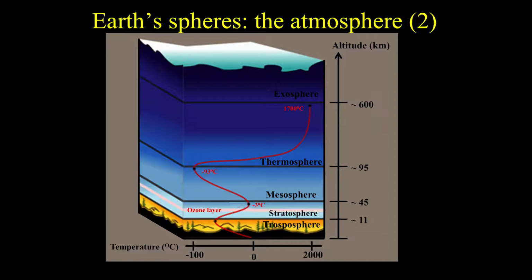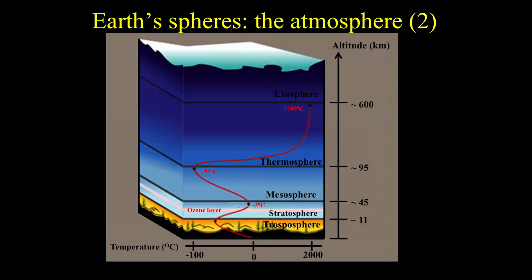Let's now briefly describe the different layers of the atmosphere. We'll start with the troposphere. This is the lowest atmospheric layer. It is about 11 kilometers thick. Most clouds and weather are found in the troposphere. The troposphere is thinner at the poles, averaging about 8 kilometers thick, and thicker at the equator, averaging about 16 kilometers thick. The temperature in the troposphere decreases with altitude.